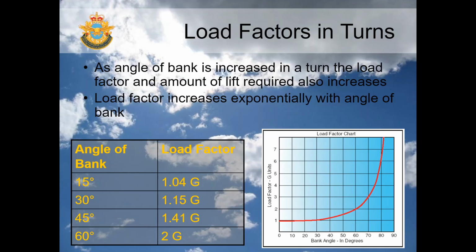At an angle of bank of 15 degrees, the load factor will be 1.04 Gs, while an angle of bank of 30 degrees will have a load factor of 1.15 Gs. An angle of bank of 45 degrees will have a 1.41 load factor, and ultimately an angle of bank of 60 degrees will have a 2 Gs load factor.